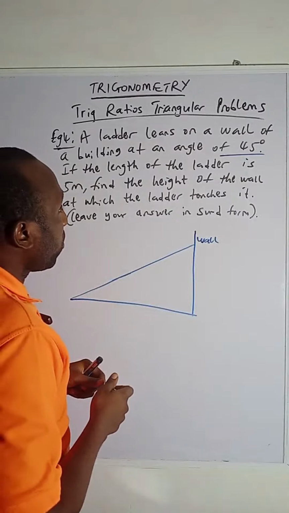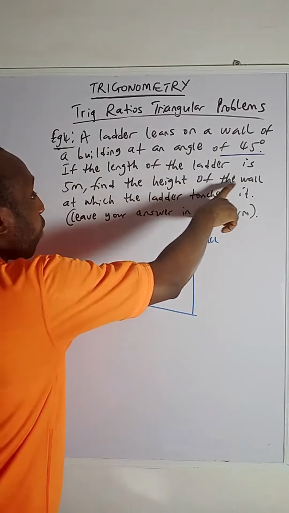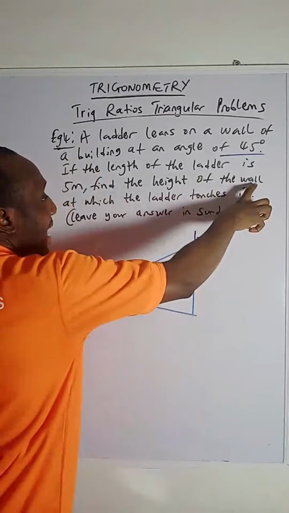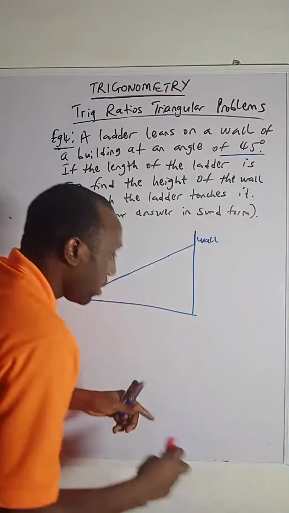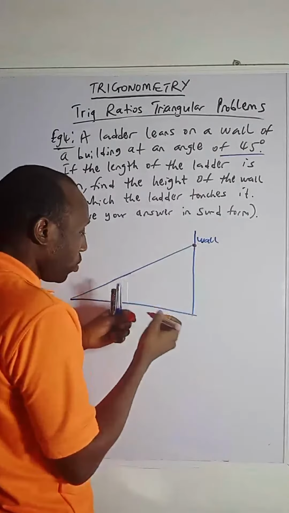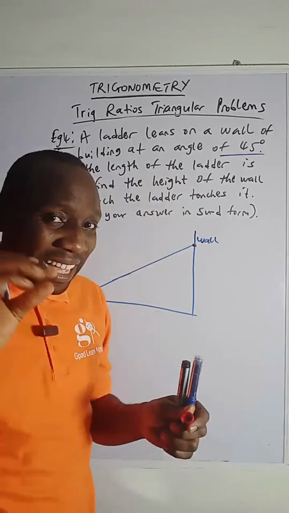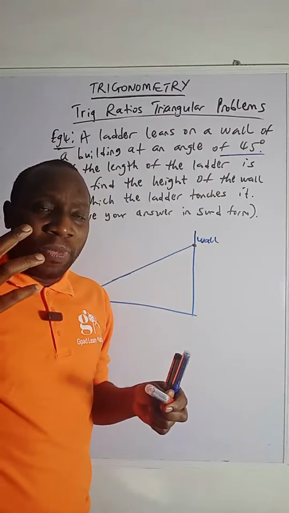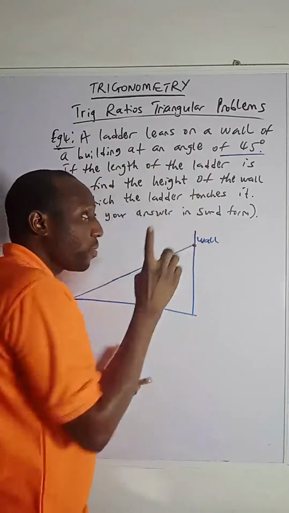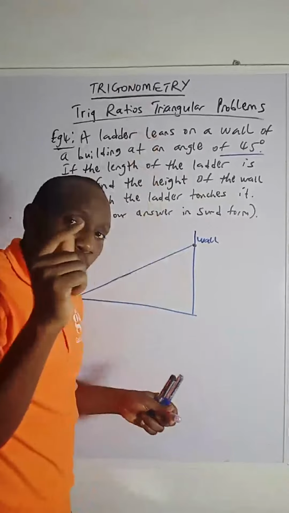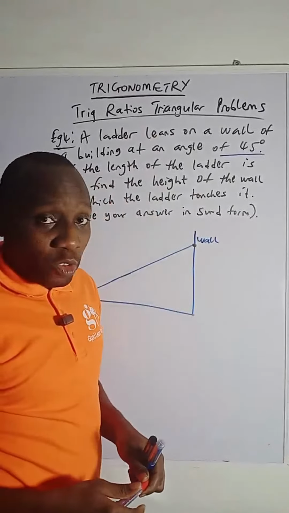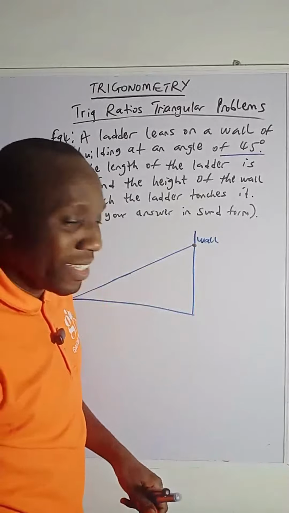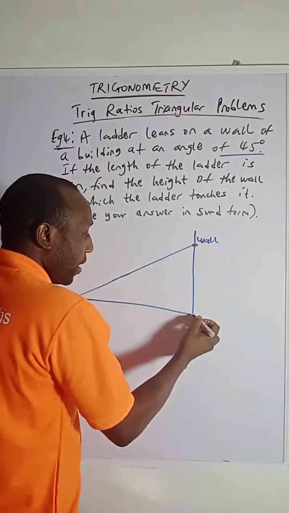So they asked us to find the height of the wall at which the ladder touches it. I just had to do that small extension to help you better visualize it. The ladder might not be touching the end of the wall at the top, but they say at the point where the ladder touches the wall down to the floor is what you are asked to find. So from here to here is what we're asked to find.